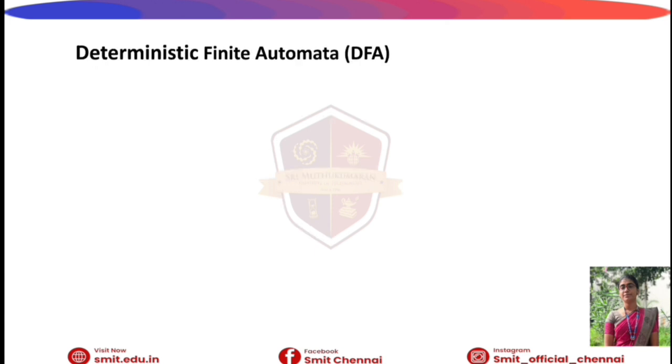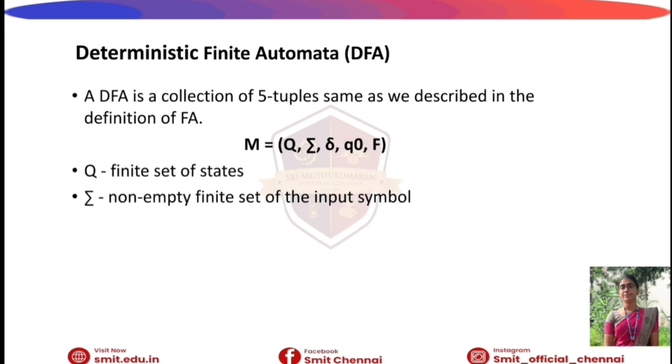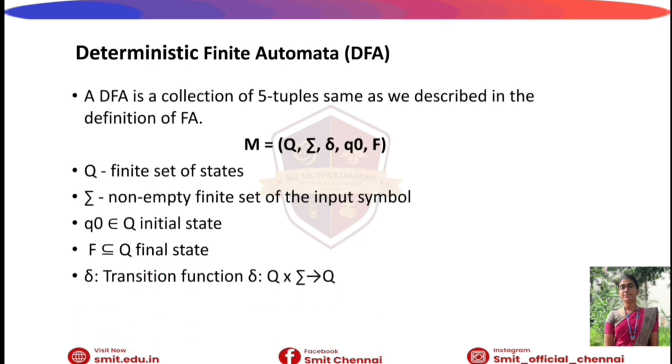Deterministic finite automata definition. It is defined as a collection of 5 tuples Q, sigma, delta, Q naught, F. Q is the set of states and sigma is the input symbol, Q naught is the initial state, and F is the subset of Q, which is the final state, and delta transition is Q cross sigma to Q.